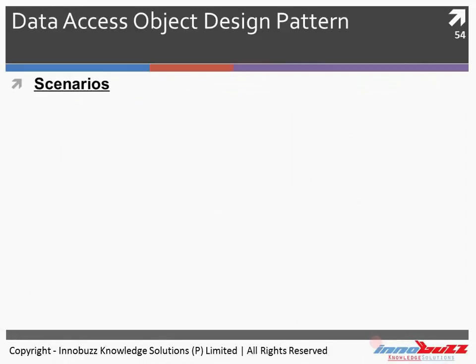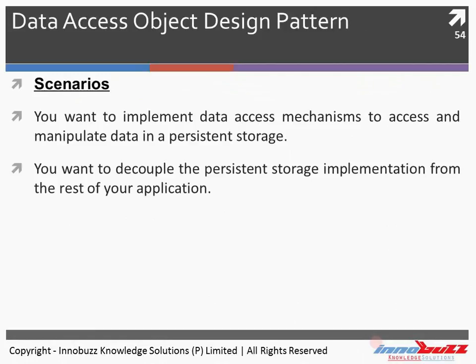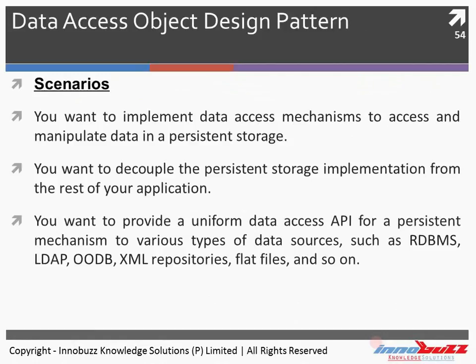So let's see the scenarios which you want to meet using this design pattern. You want to implement data access mechanisms to access and manipulate data in a persistent storage. You want to decouple the persistent storage implementation from the rest of your application. You want to provide a uniform data access API for a persistent mechanism to various types of data sources such as Relational Database Management System, LDAP, Lightweight Directory Access Protocol, OODB, that is Object Oriented Database, XML repositories, flat files, and many more.